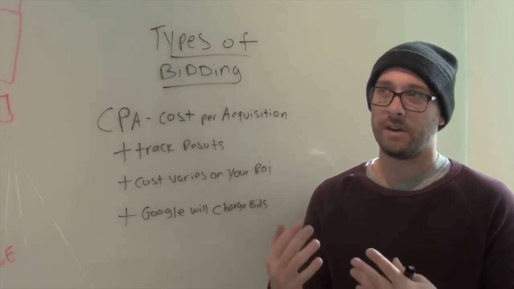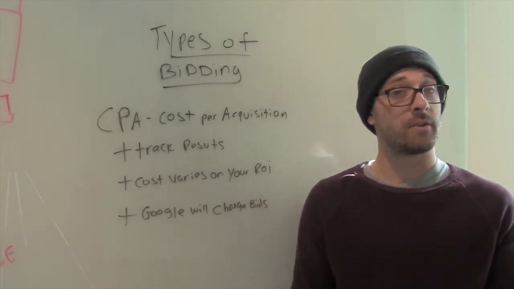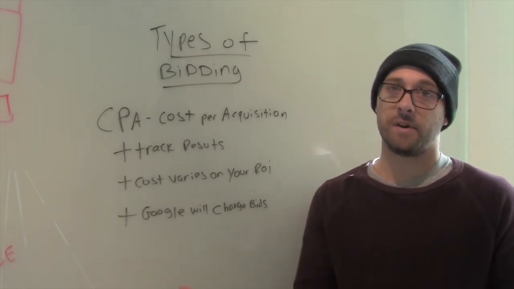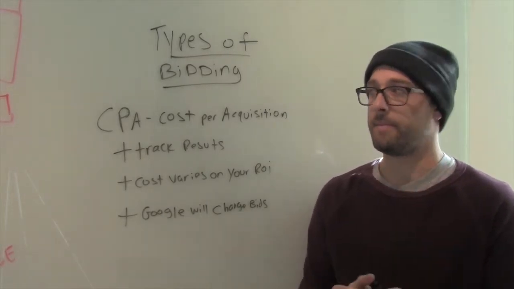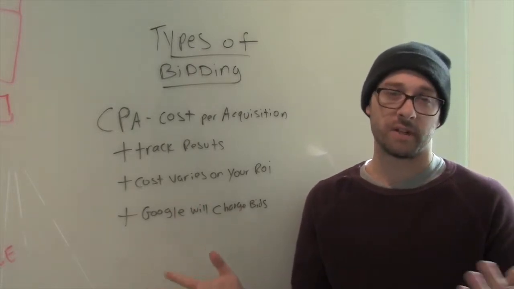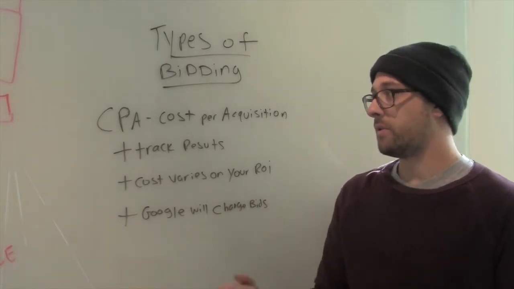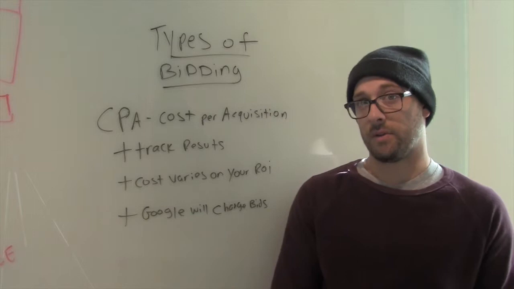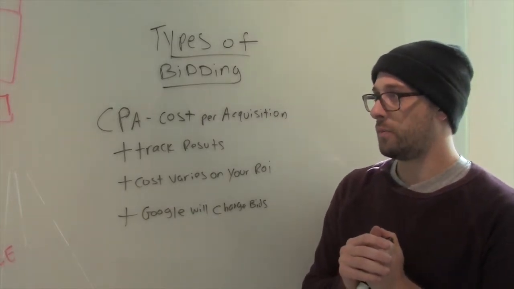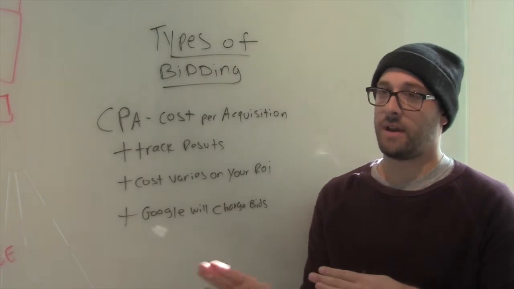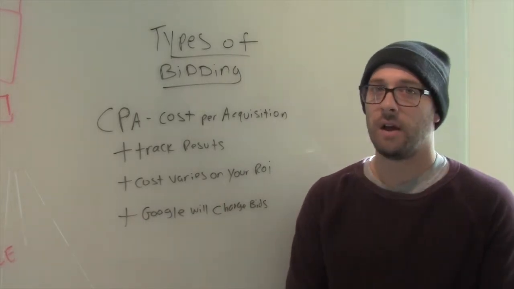That could be someone buying a KitchenAid mixer, or it could be someone signing up for your email list. It's really up to you, and it varies for everyone. Everyone's going to have a different measure of success. Once you know your conversion, and you can track that with Google tracking code, you'll tell Google AdWords what that means to you.